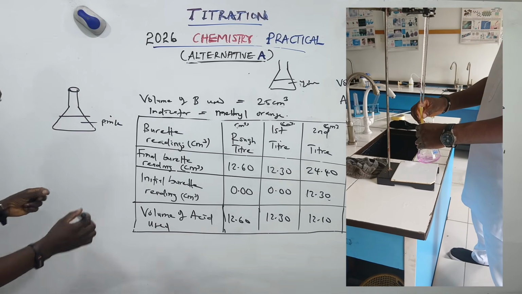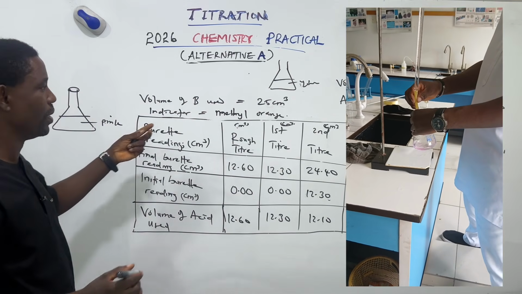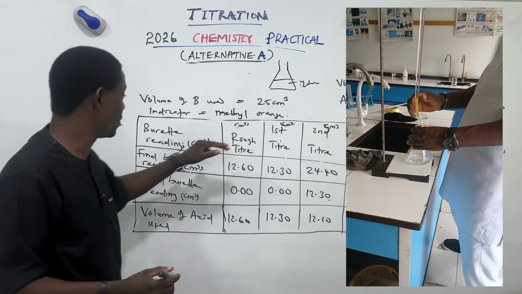Some people will just write "phenolphthalein" and say, oh sir, look at the color, because you're not used to it. So in case WAEC decides that you're using phenolphthalein, make sure you write phenolphthalein as an indicator, and that's what you're going to do.